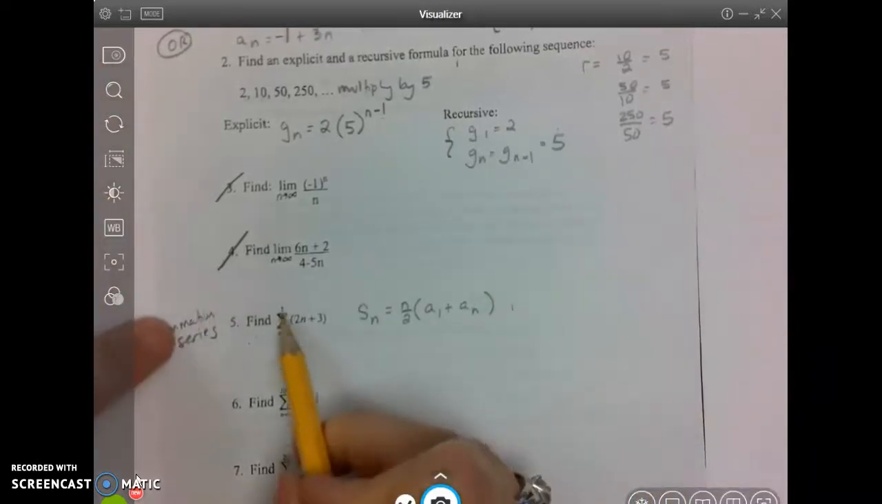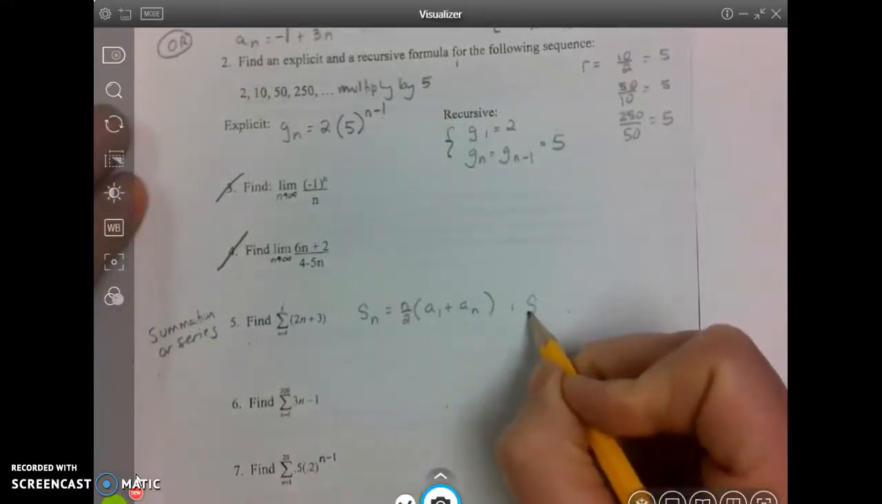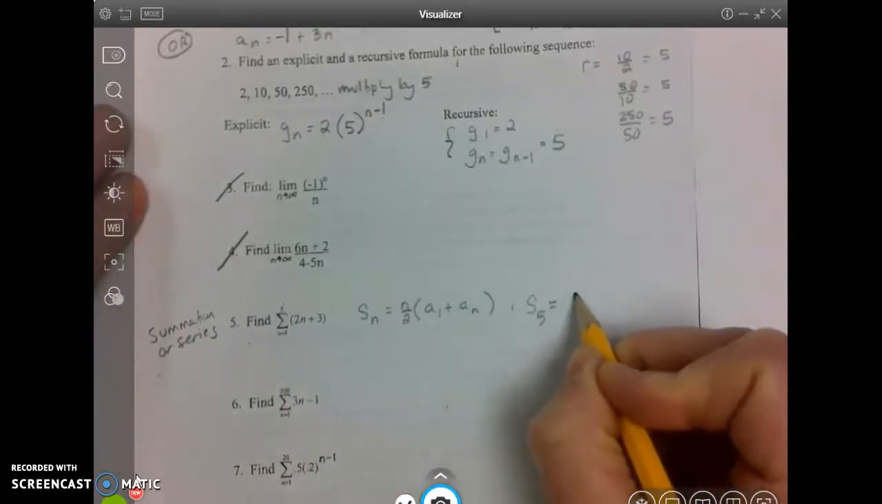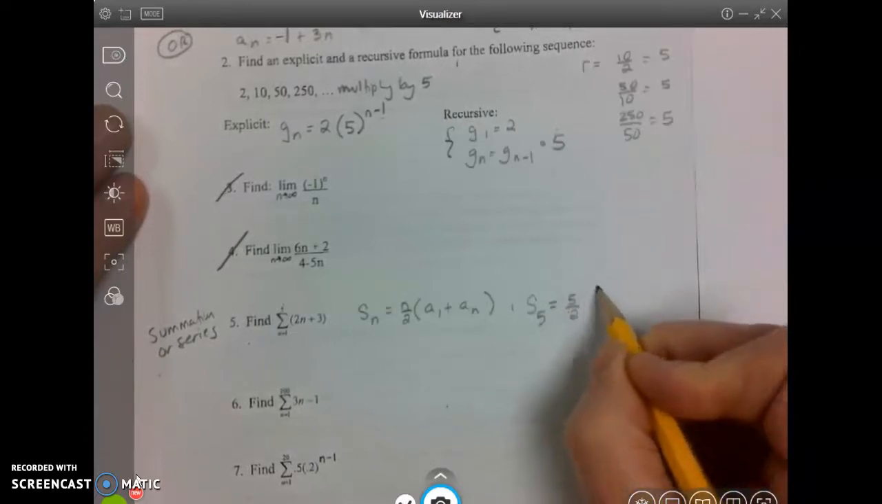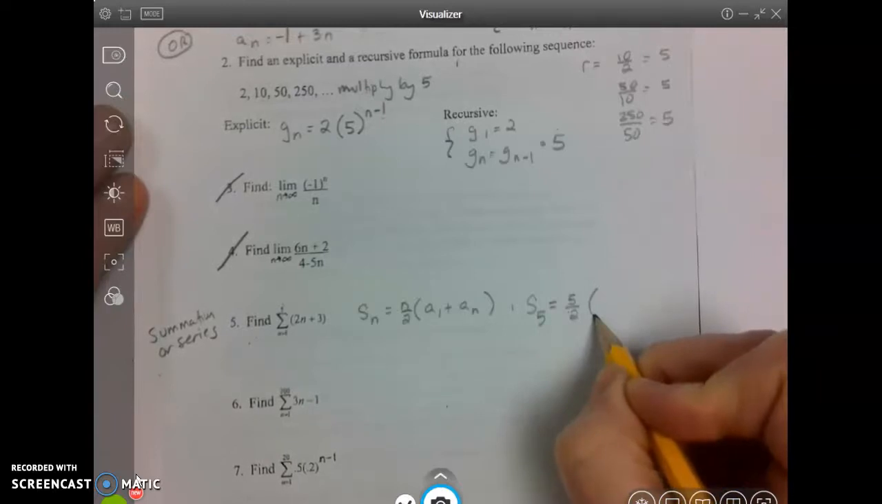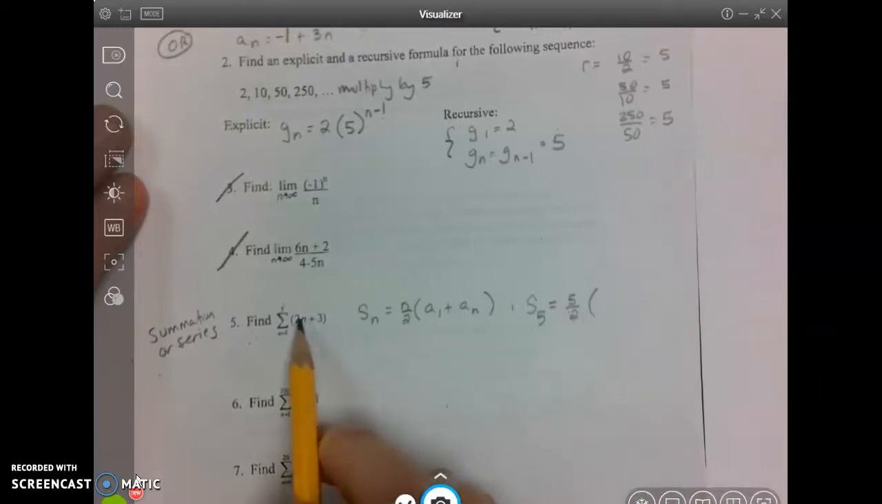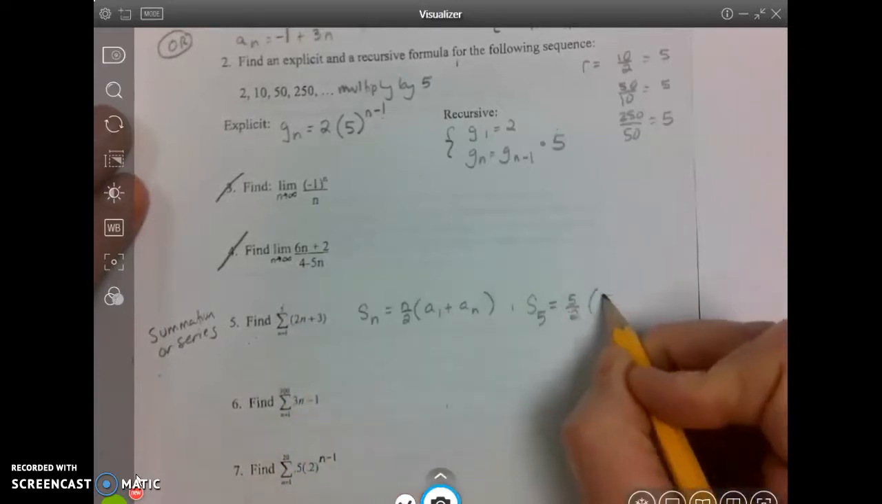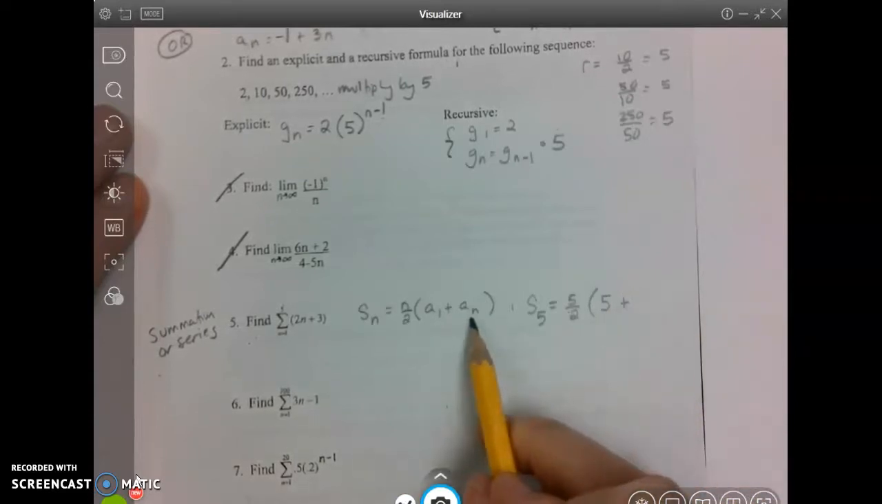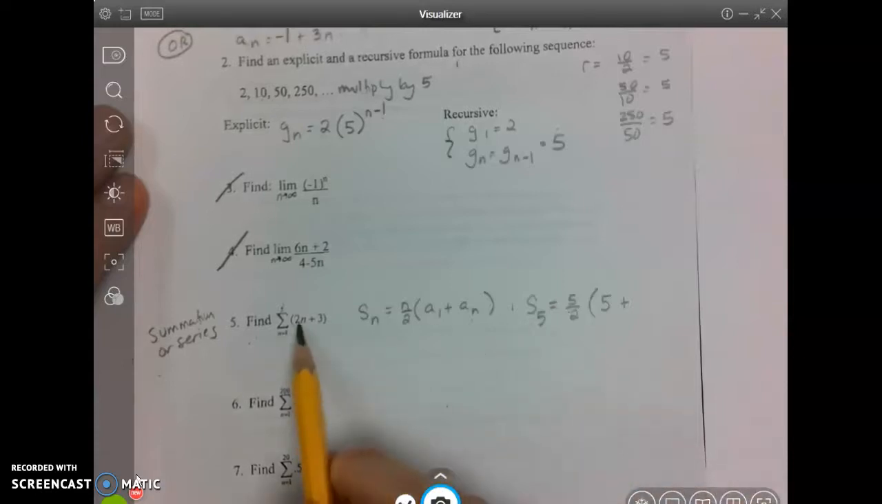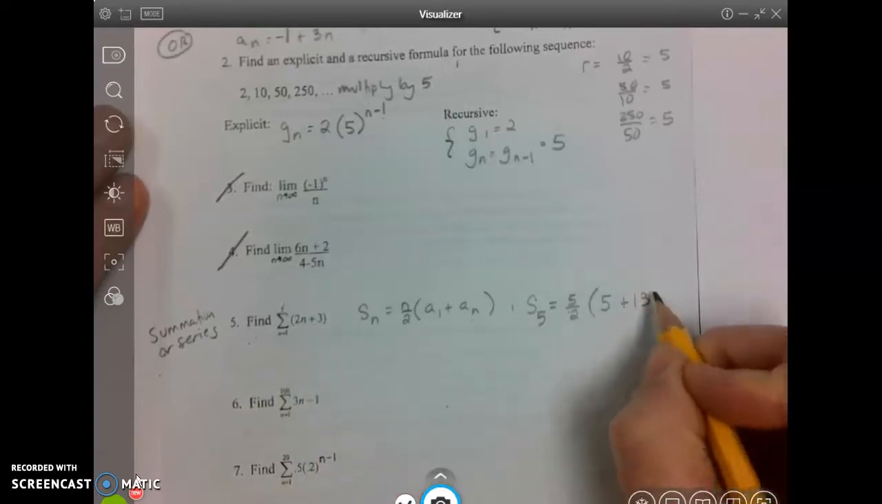So I'm going to be adding up the first 5 terms. So S sub 5 equals 5 divided by 2. Notice these should always match. The first term I would find by putting a 1 in here. 2 times 1 is 2, plus 3 is 5. So 5 is the first term. To find the nth term, which would be the 5th term, I'd put a 5 in here. 2 times 5 is 10, plus 3 is 13.